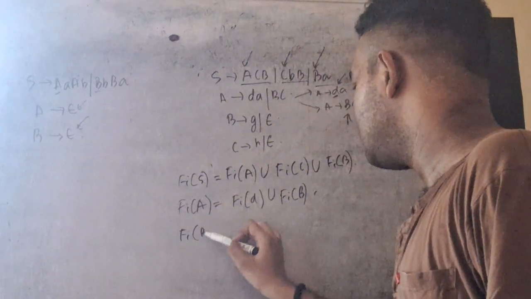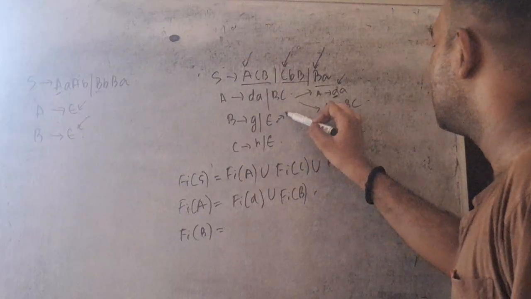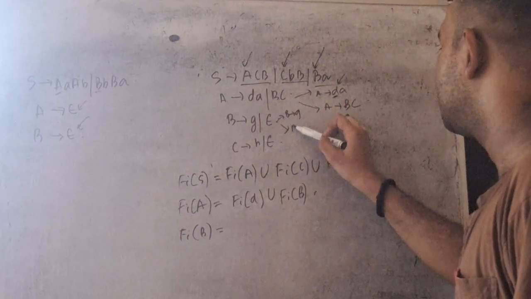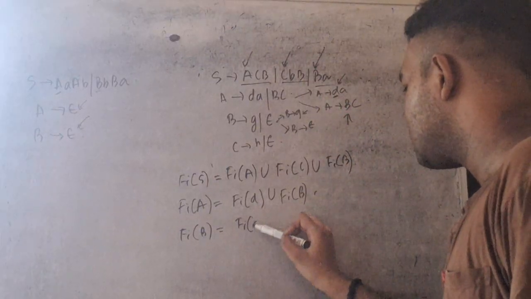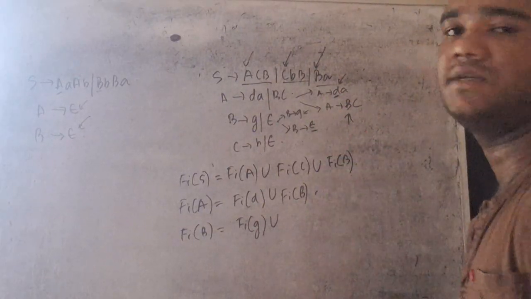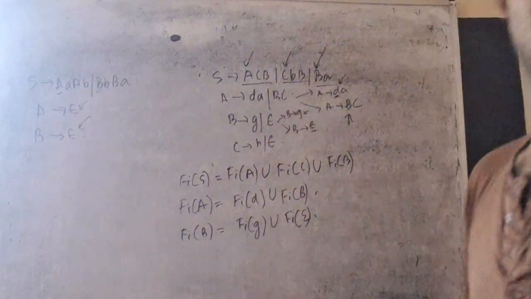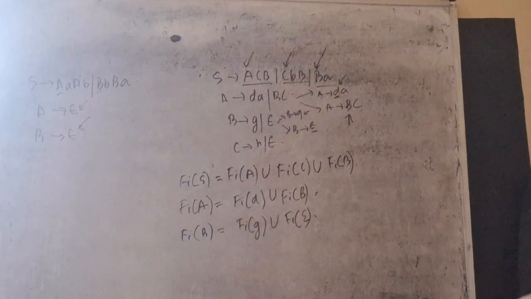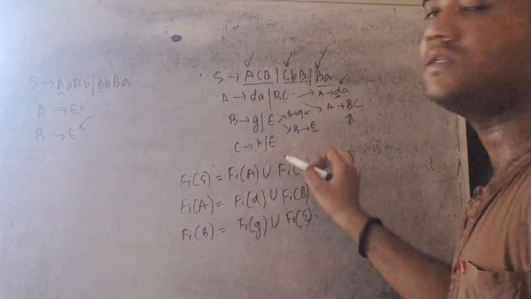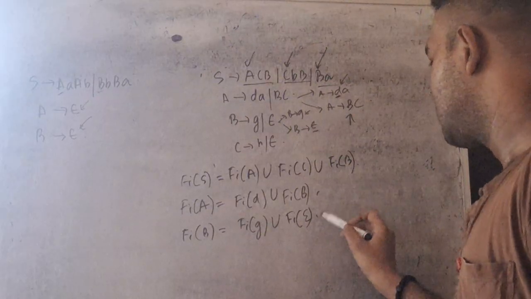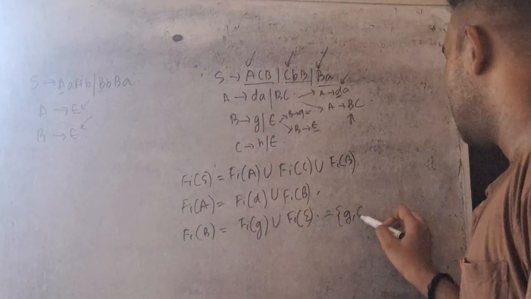So first of B, let's see. What is in the first position? There are two production rules, right? One is B tends to G and another is B tends to null. So in this production rule, what is in the first position? It is G. So it will be first of G union. In this production rule, what is in the first position? It is null. So it will be first of null. Okay. So now let's check for this. So it will be nothing but first of G union first of null. So it will be G and null, right?